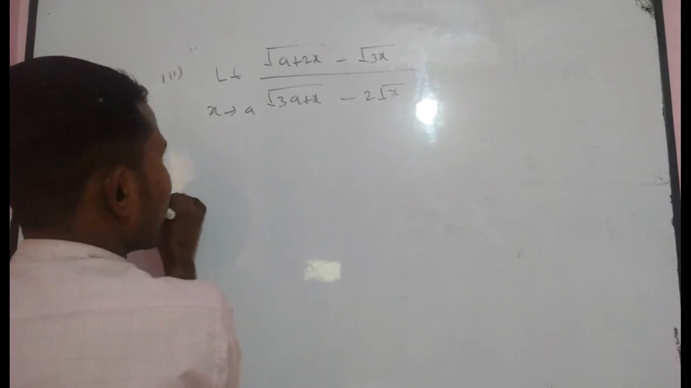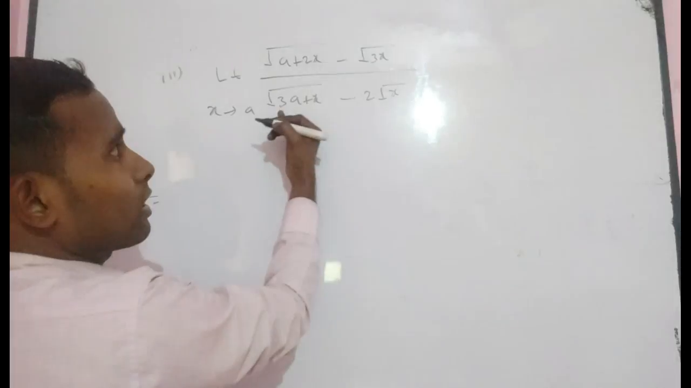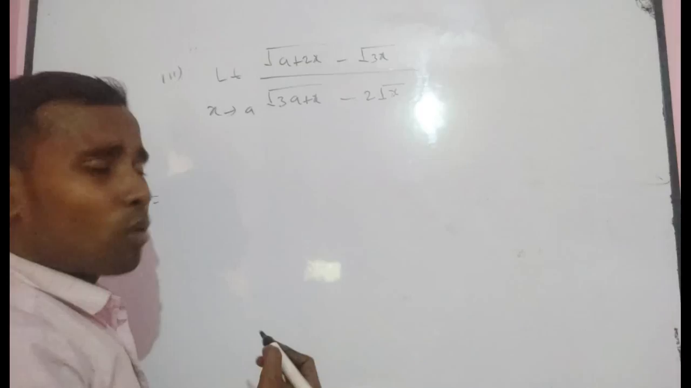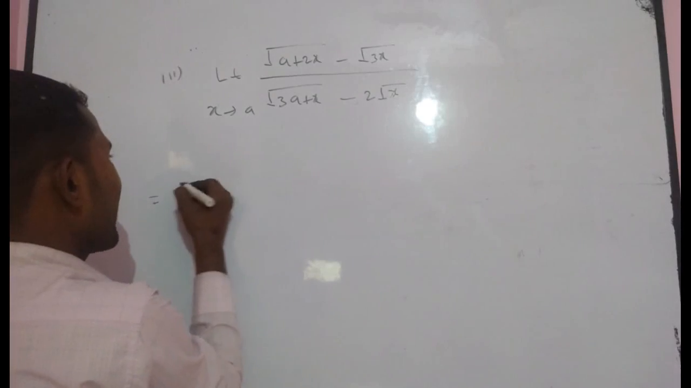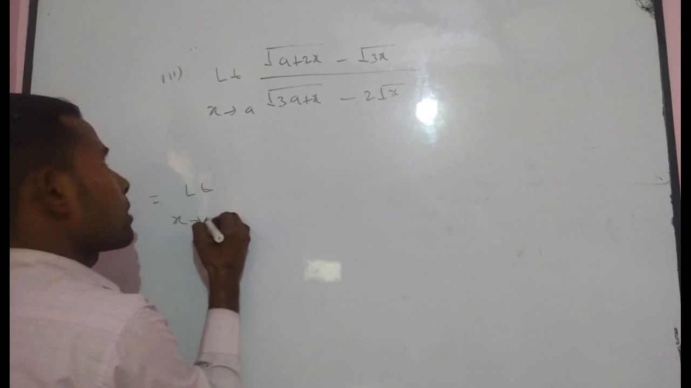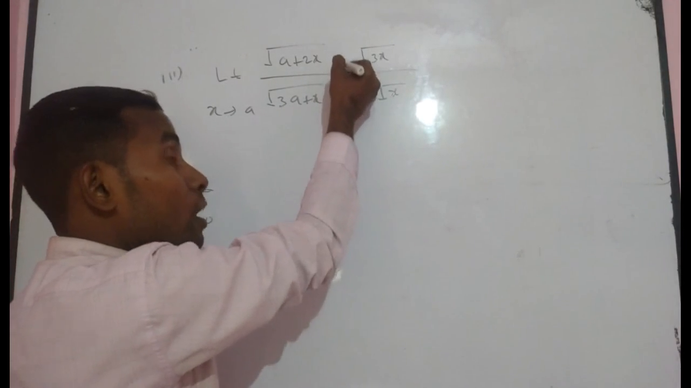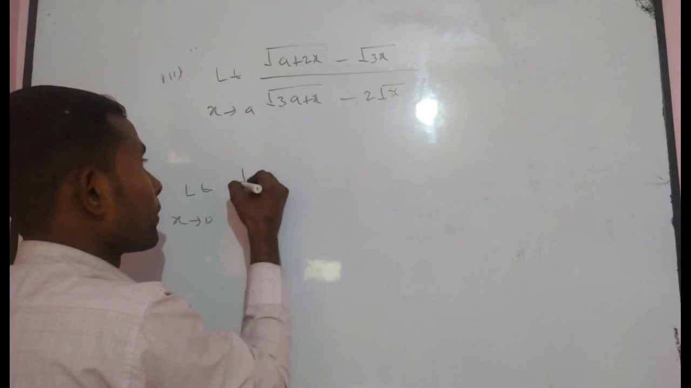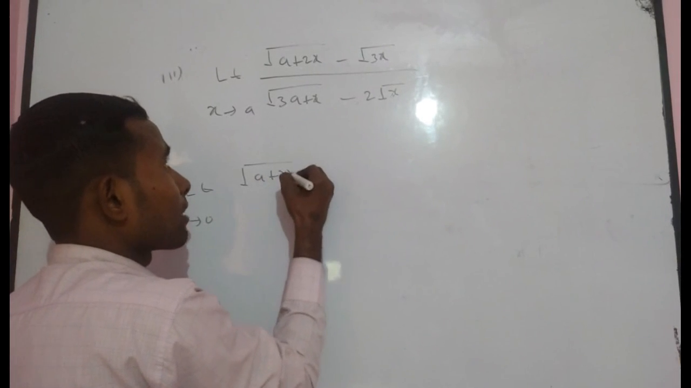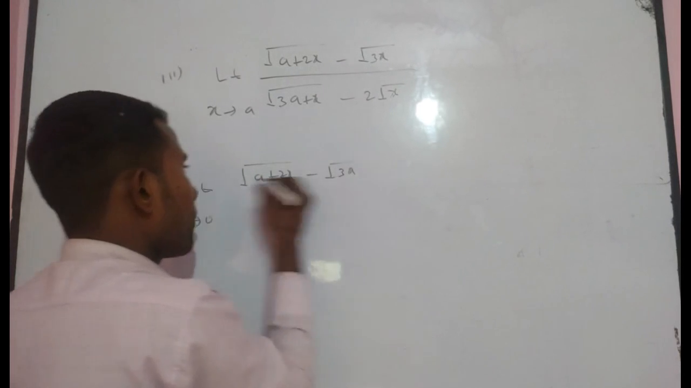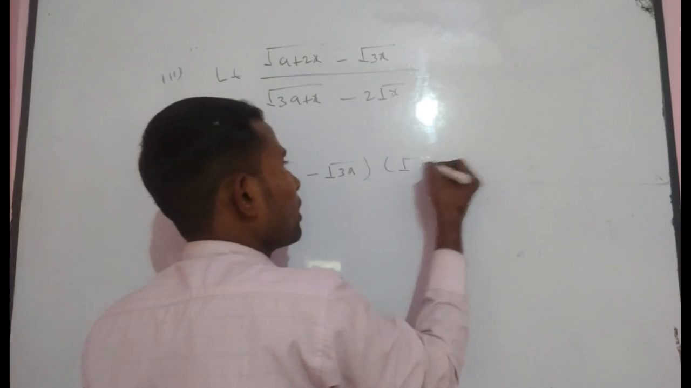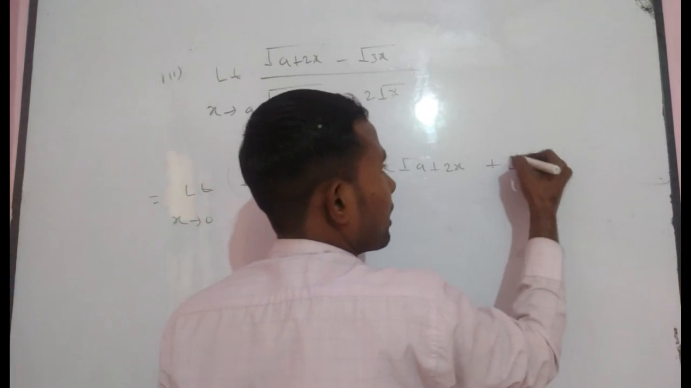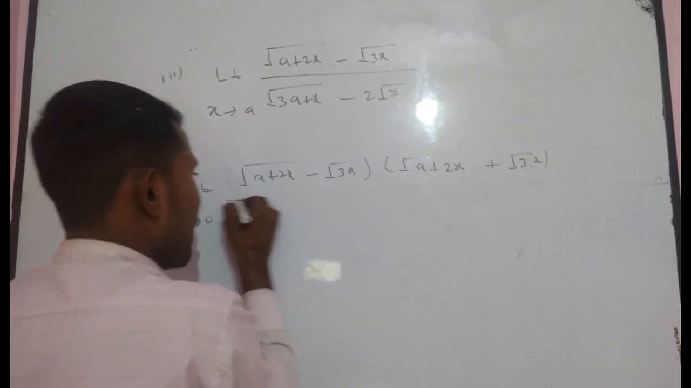Similarly, as you know, if you put x equal to a, what do you get? Both terms are 0 by 0. In this case, you can't say anything about it. So you have to again multiply by the conjugate respectively. That means you have to multiply the numerator conjugate and the denominator conjugate both. In the numerator, you get root under a plus 2x minus root under 3x. If you multiply its conjugate, what do you get? Root under a plus 2x plus root under 3x. You have to multiply by this factor.